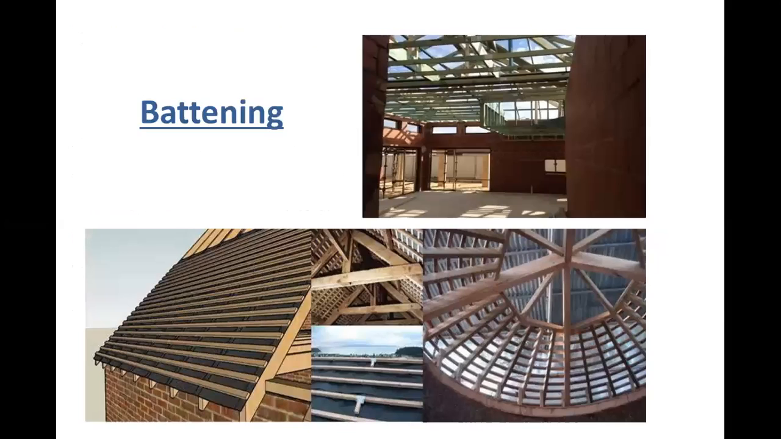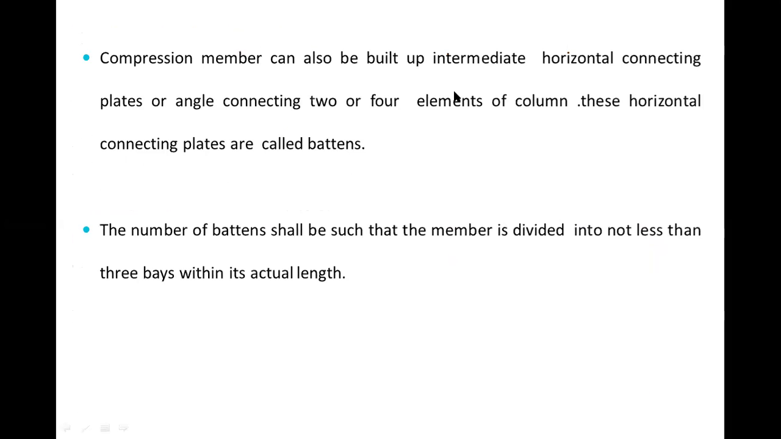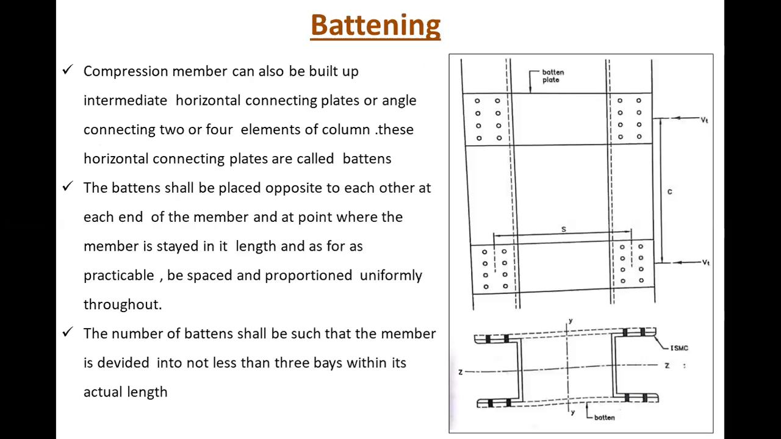Next one is battening, right? So what is the meaning of battening? It is described in this figure, right? A compression member can also be built up with intermediate horizontal connecting plates or angles connecting two or four elements of the column. So these horizontal connecting plates are called battens. The number of battens shall be such that the member is divided into not less than 3 bays within the actual length, right?